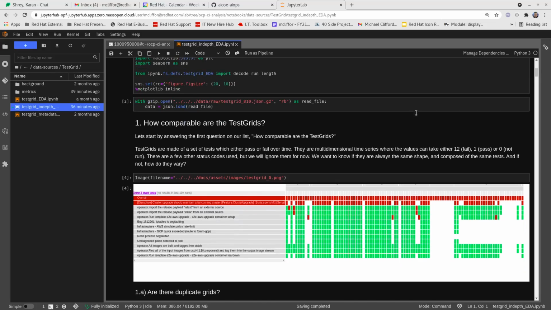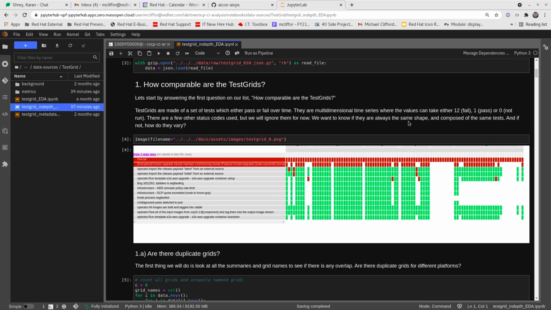The first thing we want to ask ourselves is, how comparable are these test grids? The grids are these 2D matrices that have some value in them. It's either fail, pass, or not run. There are a couple of other values, but we're not going to deal with those just yet. So it's basically three possible values that can go into each of these matrices.